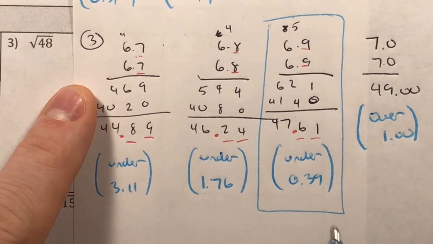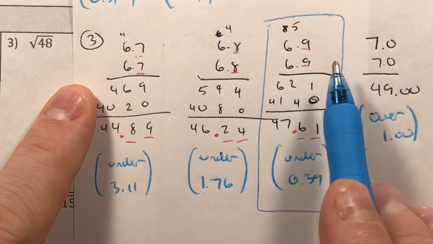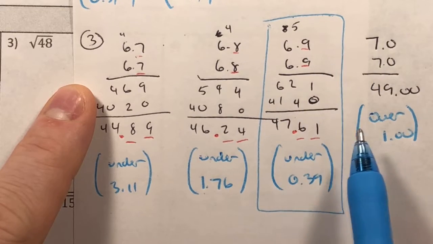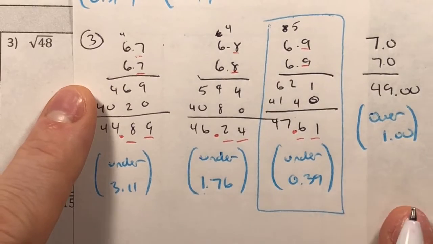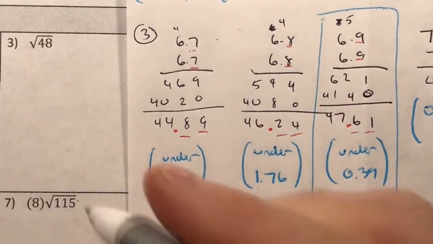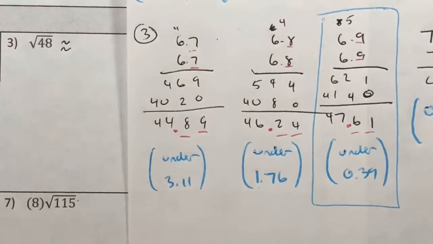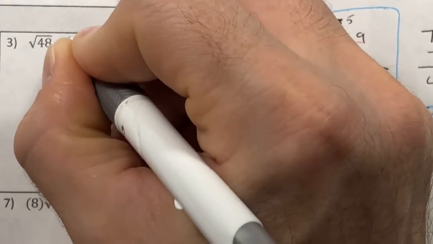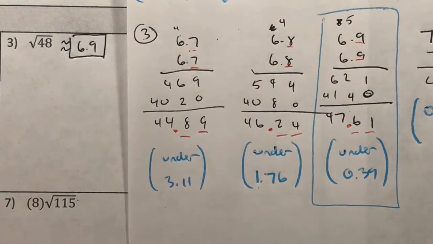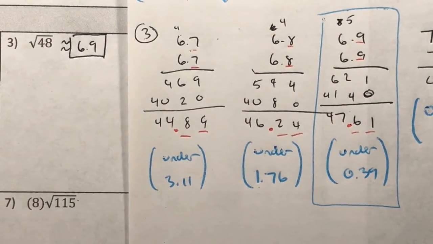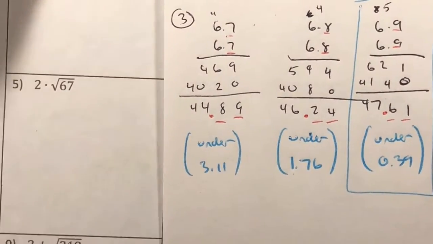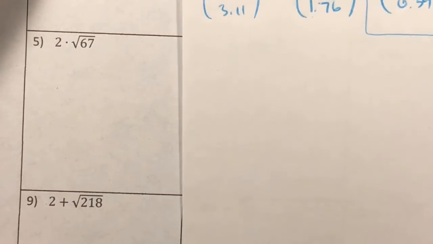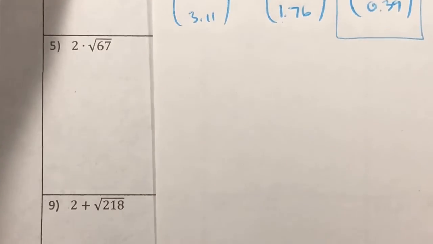And again, if I needed to go to the nearest 100th, I'd start picking decimals between these two values because that's where I cross over my square root. But we don't need to worry about that. That's a lesson for another day. This one, I know the square root of 48 is going to be roughly equal to 6.9. Awesome. And so now that we've seen that, let's jump off into another one. So let's try number 5.